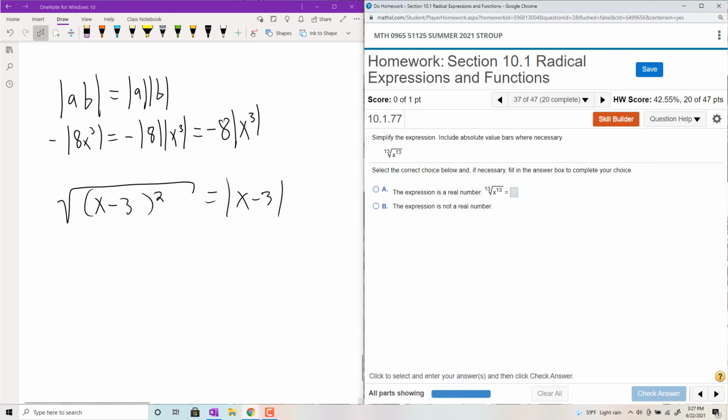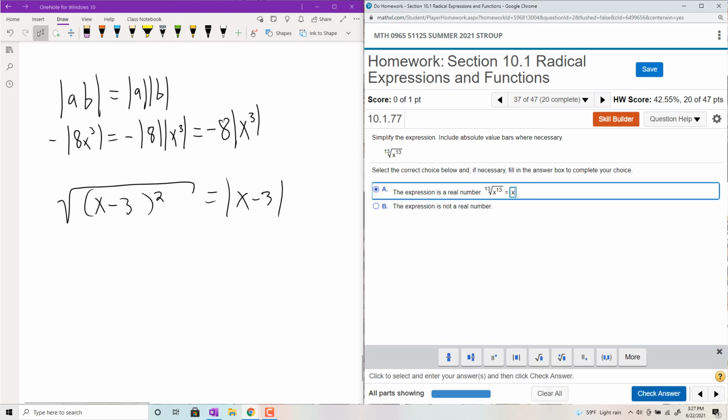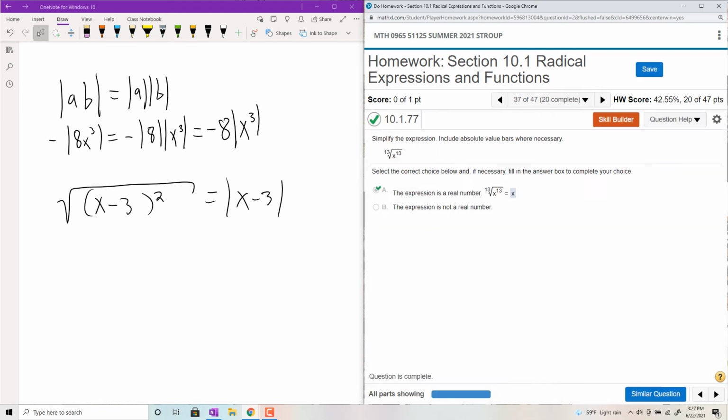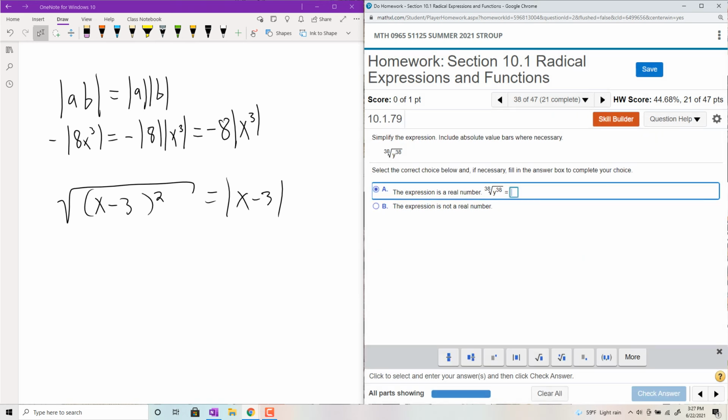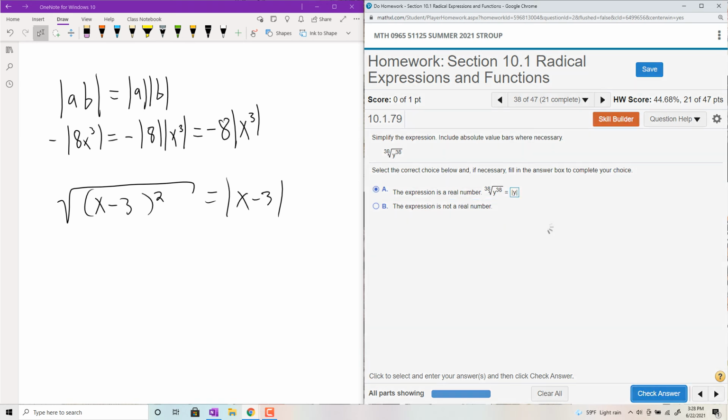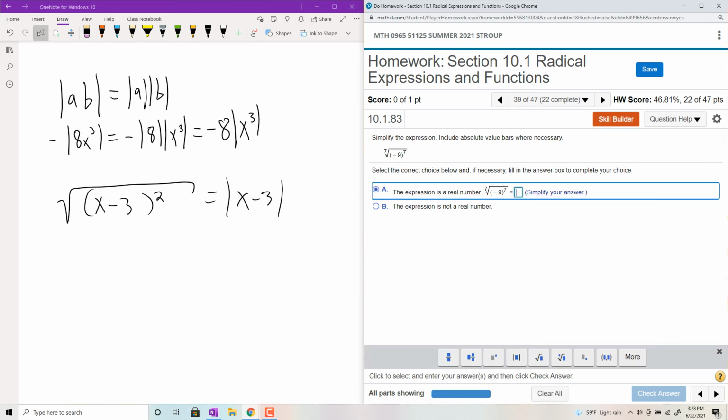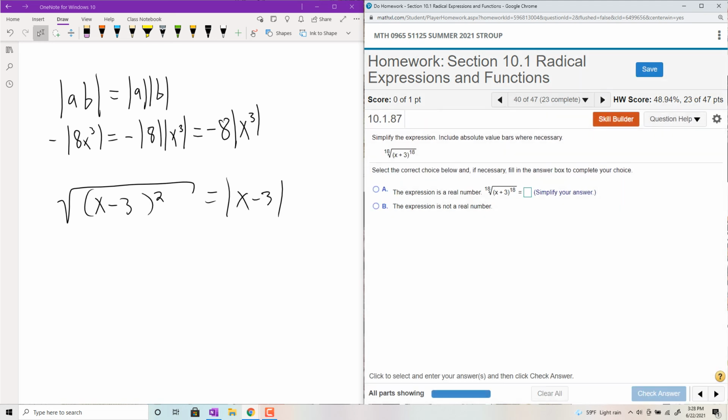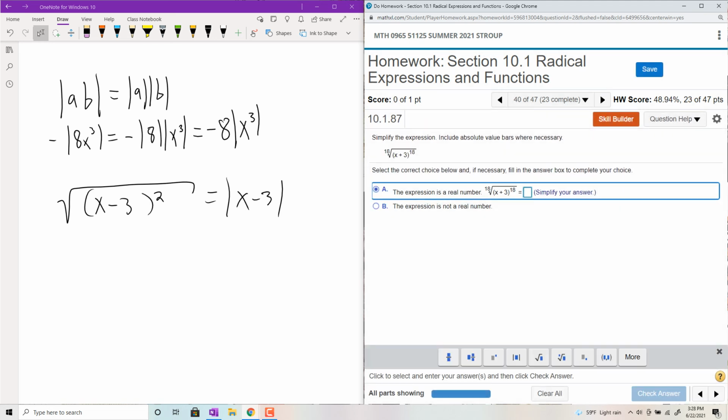Okay, odd power roots, you don't have to worry about the absolute values. Even power roots, you do have to worry about the absolute values. This is odd, so you just get negative 9 back out. And even powered roots, absolute values necessary. Oops, it's plus 3.